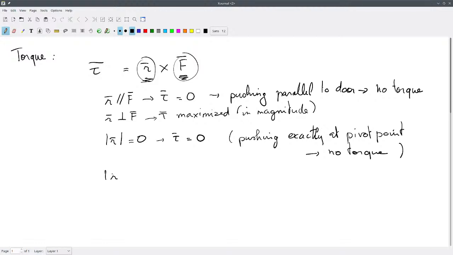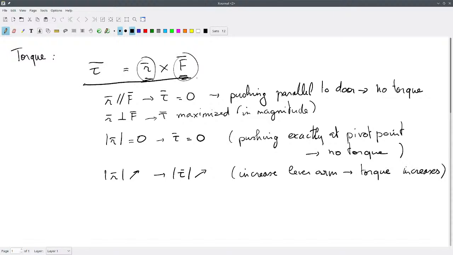And of course, if the magnitude of our r, the point where we apply the force, increases, then equivalently the torque will increase. So if we increase the lever arm, then the torque will increase. So this mathematical description of torque as the cross product of r and F makes sense, as it satisfies all of what we think a torque should satisfy.